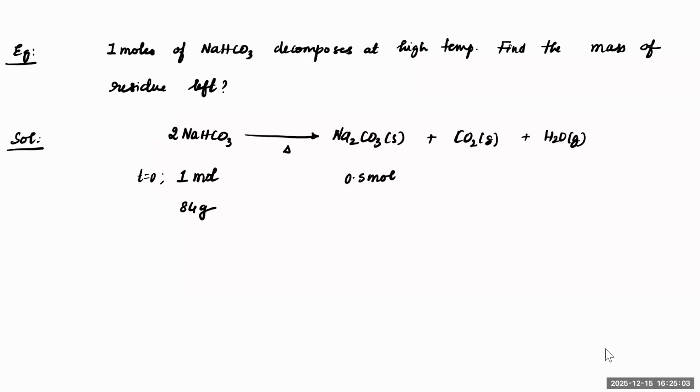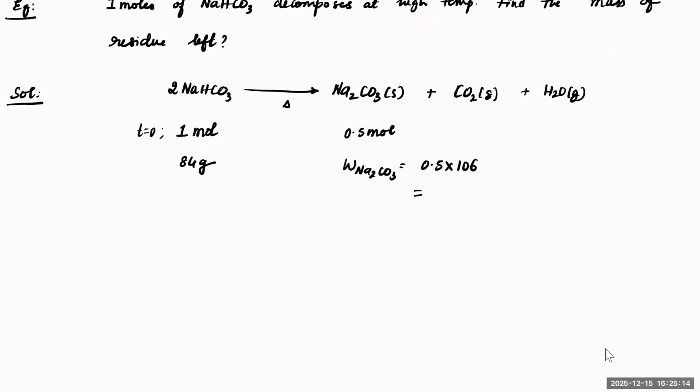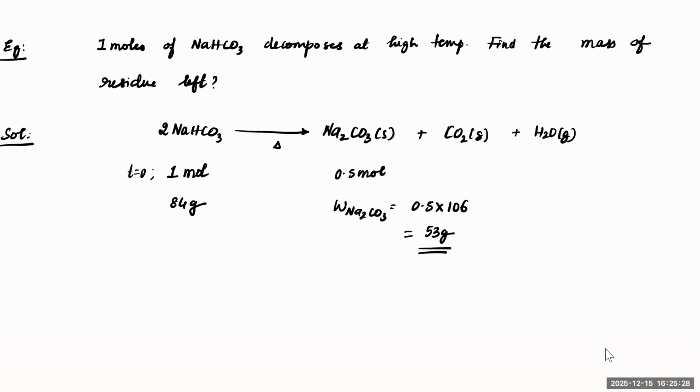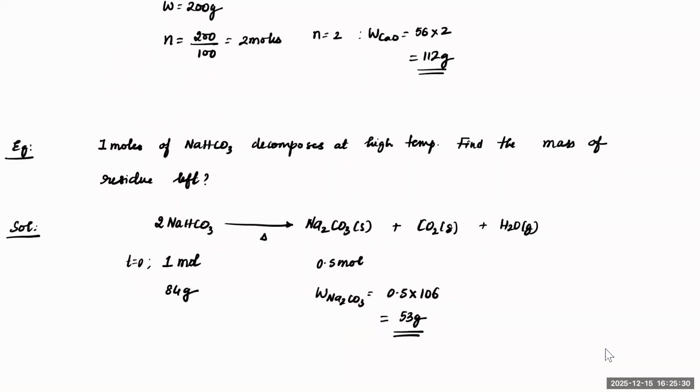Now, how much will be left here? The weight of Na2CO3 left will be equal to 0.5 into the molar mass, which is 106. So how much do we have? 53 grams. So 53 grams is left over and 31 grams is the released part. Okay, clear, beta? Yes, sir. Right. Okay. One second.